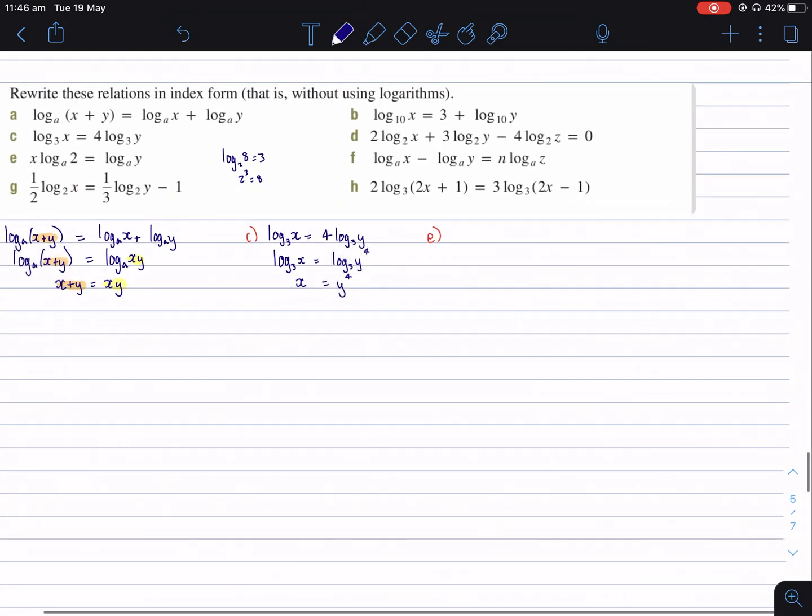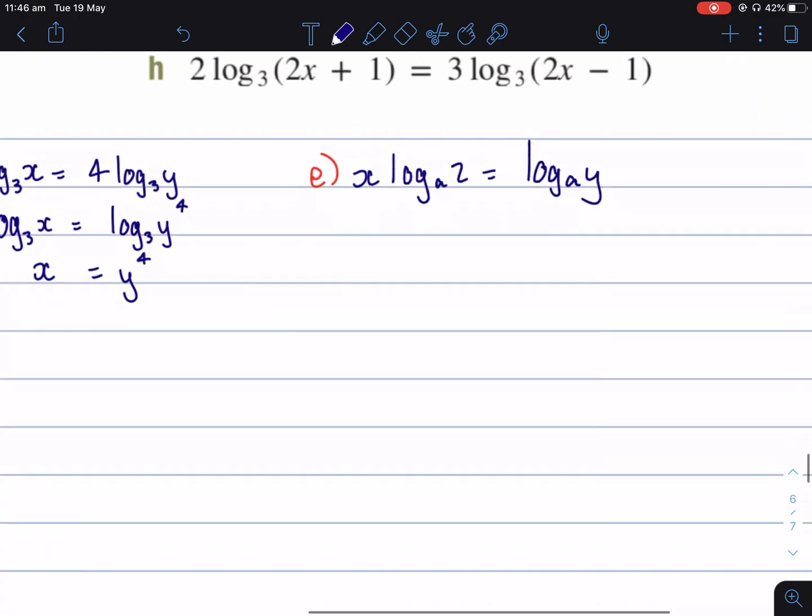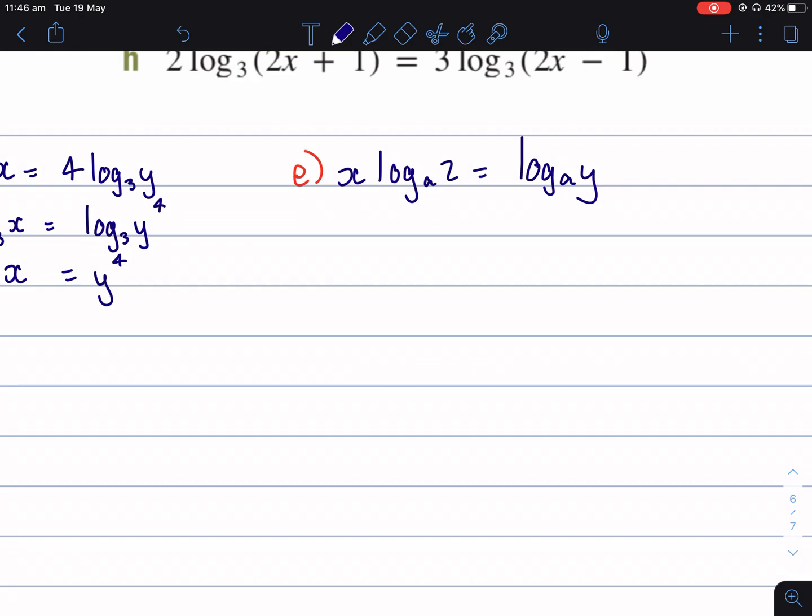Question E. So I've got x times log base a of 2 equals log base a of y. Let's make them both logs so that we can just make the things inside the log equal each other. So log base a of 2 to the x, log base a of y, so 2 to the x equals y.